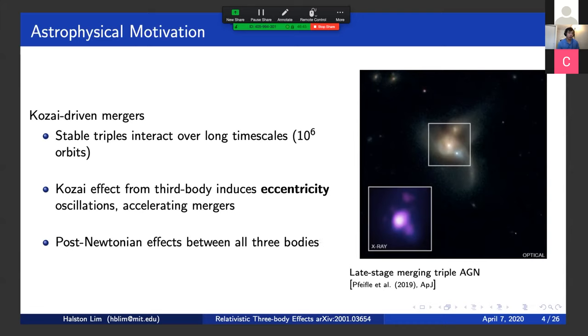And if we're modeling the gravitational wave emission, we better check if the other post-Newtonian effects will also play a role. So these will interplay when you model the hierarchical triple. And on the right, I just posted a recent image of a triple AGN just for fun.